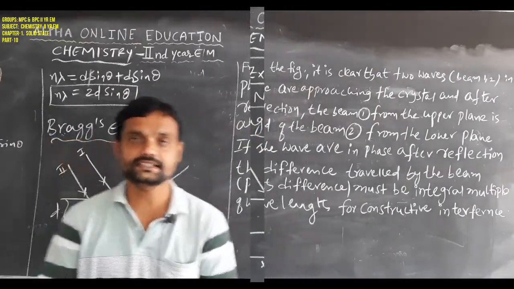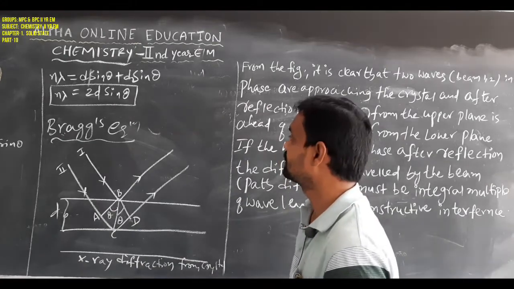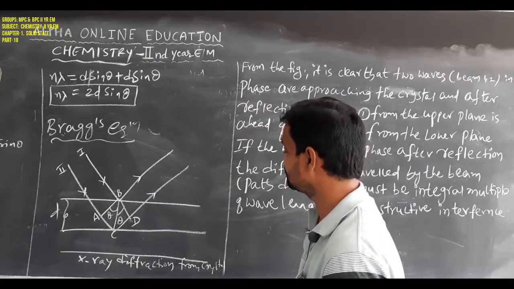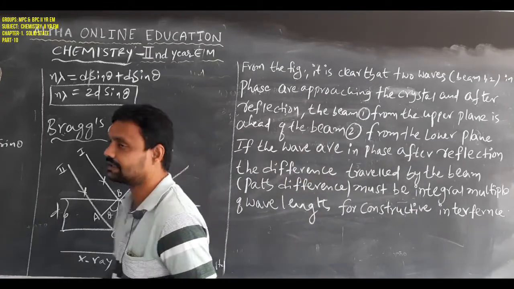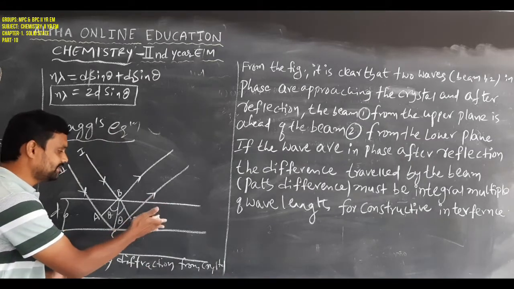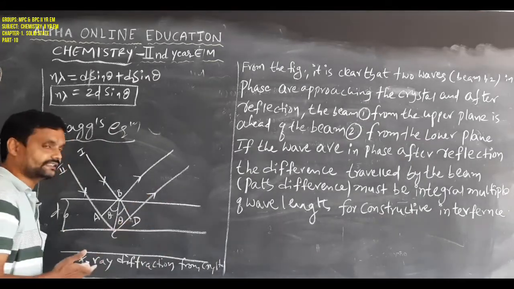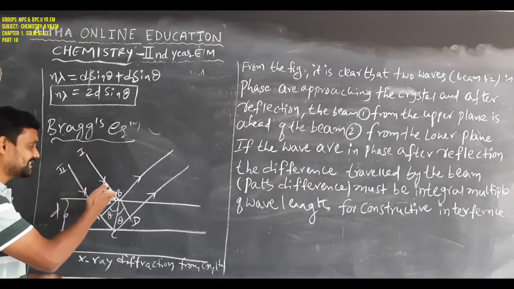Next we discuss the Bragg's equation for solid substances, that is, crystal solids. For example, consider a crystal. That crystal can be divided into different layers, and a beam of light is passing on the crystal surface.